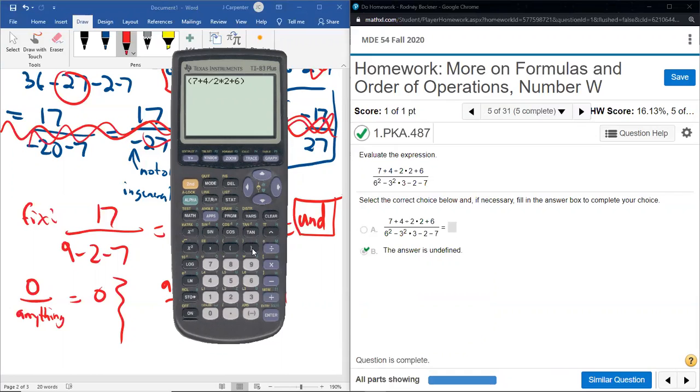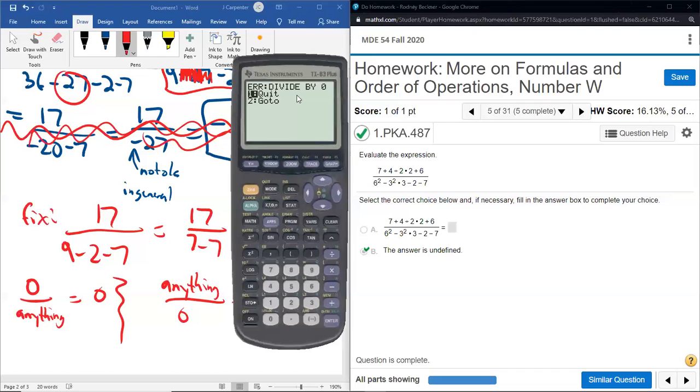Now the fraction bar, you have to do another division. So this is counting as that fraction bar. Fractions are divisions. Then to do the bottom, I have to know to open another parentheses. 6 squared minus 3 squared times 3 minus 2 minus 7. Close our parentheses and we hit enter. And it says error, divide by zero. So error divided by zero means it's undefined. They're telling you that that problem was going to divide by zero, which is why the answer is undefined.